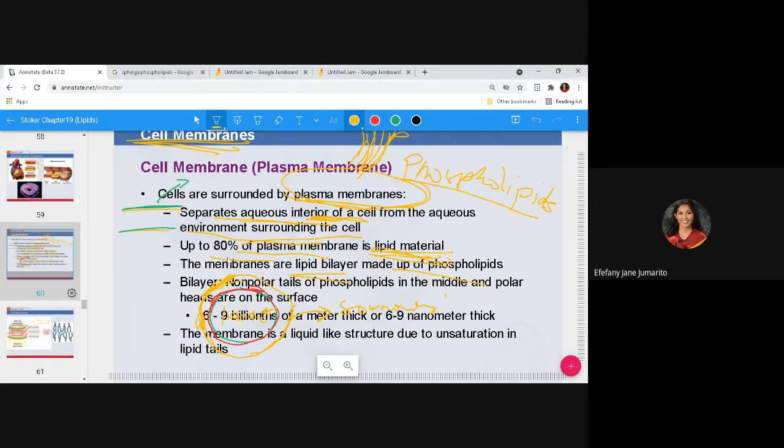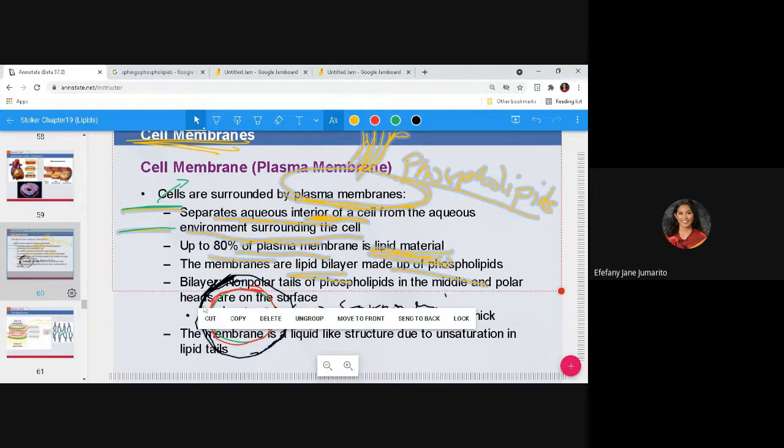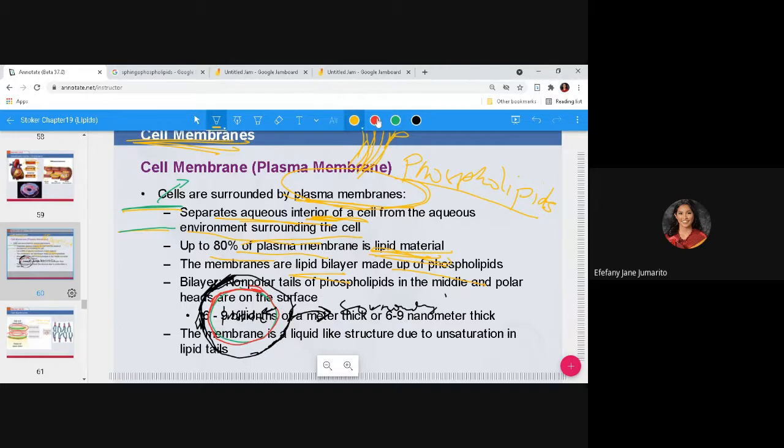Then in the bilayer, the non-polar tails of the phospholipids are in the middle. Because our phospholipids are amphipathic, they have polar and non-polar regions. So the polar region will be facing outside, facing the surrounding, and the polar region of the second layer is facing inside, within the cell. Then in the middle is your non-polar region. They are the tails, the non-polar region of your phospholipids.